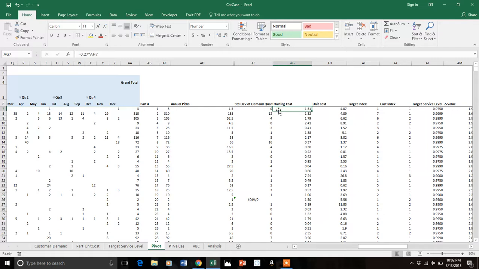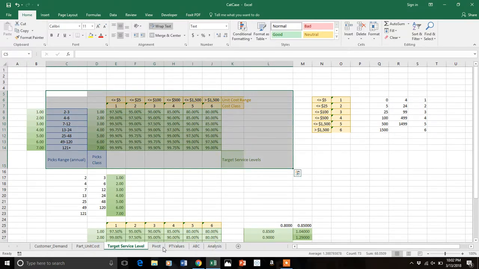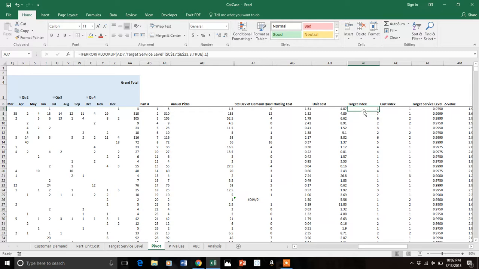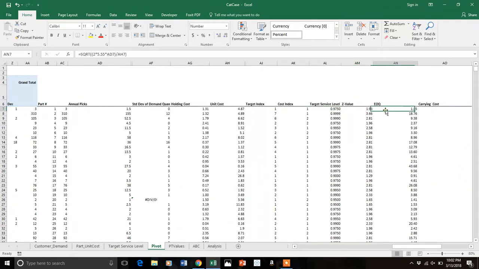From there we took the information that was given. The holding cost was 27% of the unit cost, which is right next to it. Then we found the target index based on our target service level that we were given in this tab. We were able to do a VLOOKUP to allocate a number with the target index as well as the cost index to be able to pull a target service level. So we were able to use the Z value and essentially find the EOQ, which is the economic order quantity.